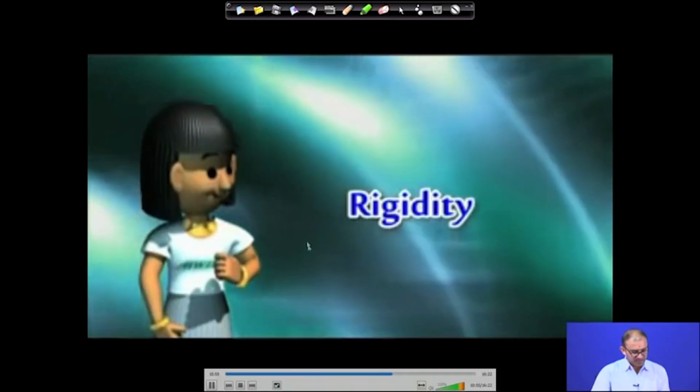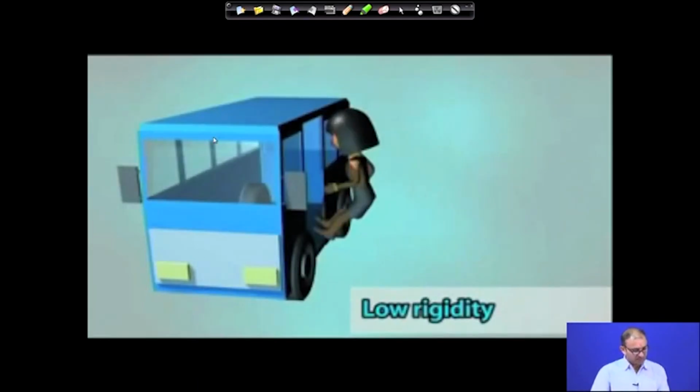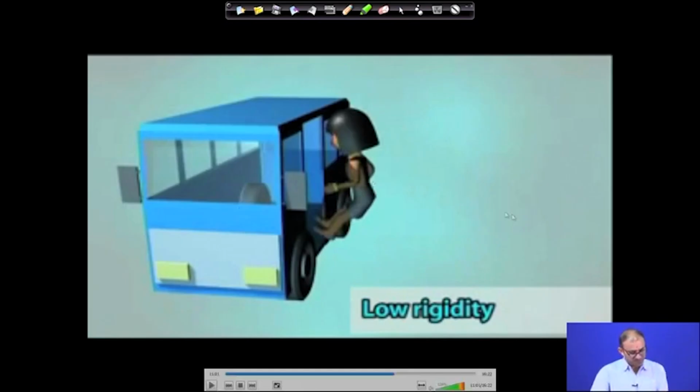Now, what is rigidity? Rigidity is mostly how we define the deformation under a force: how much force you are applying, and how much deformation is happening. So, let us take this example: you have a very lightweight bus, nobody is sitting in it, and one person comes suddenly with some velocity and jumps onto the bus.